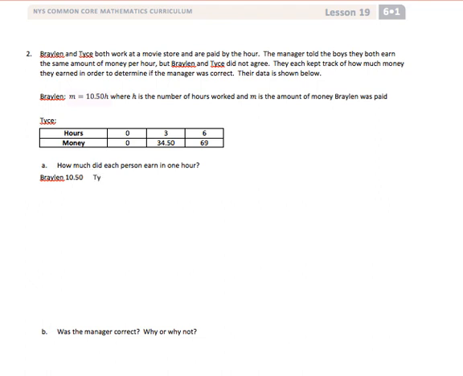Tice's rate is only given to us in the table for 3 hours. So in order for us to compare, we need a unit rate. And we're going to take the $34.50 and divide it by 3 to find out what his hourly rate is. $34.50 divided by 3 equals $11.50.